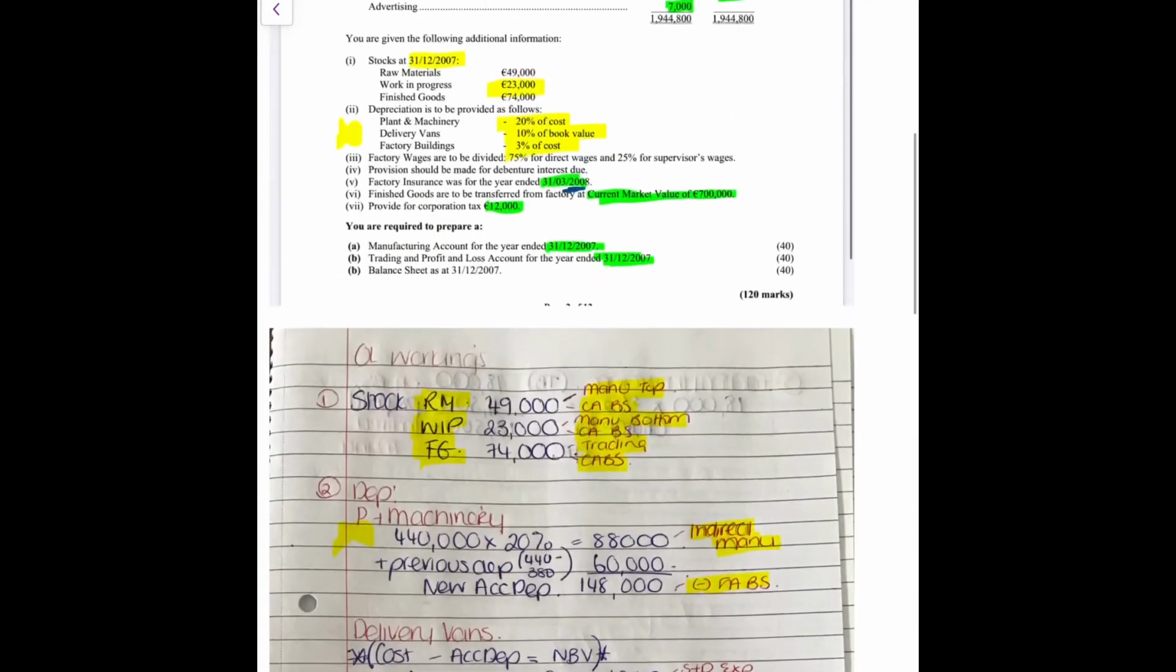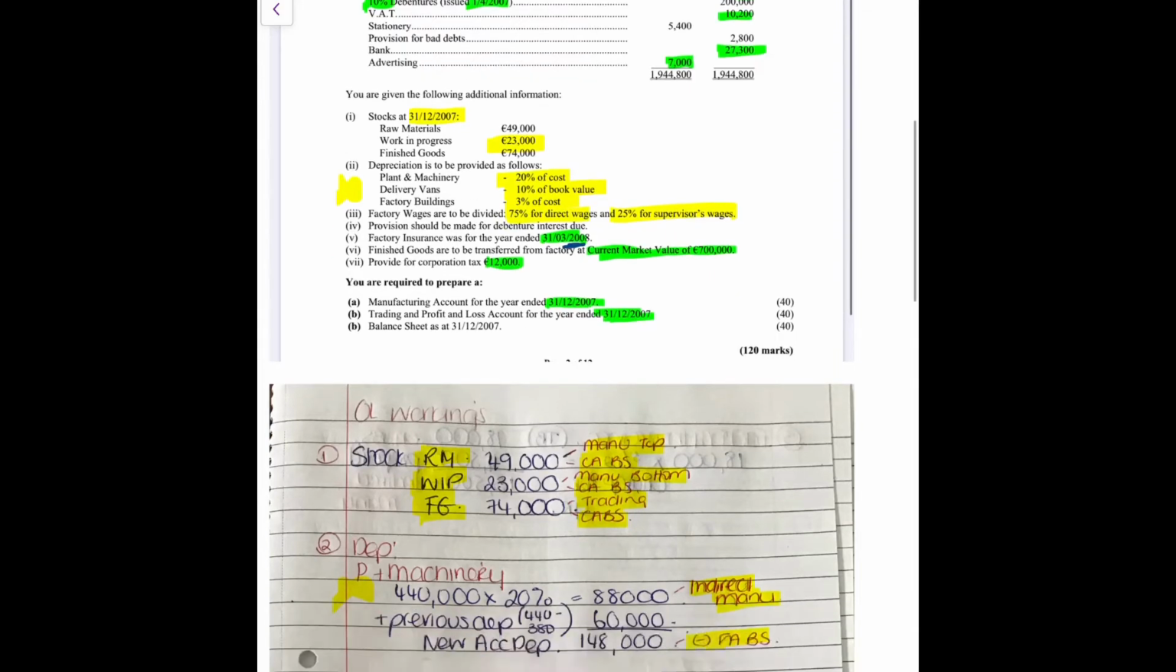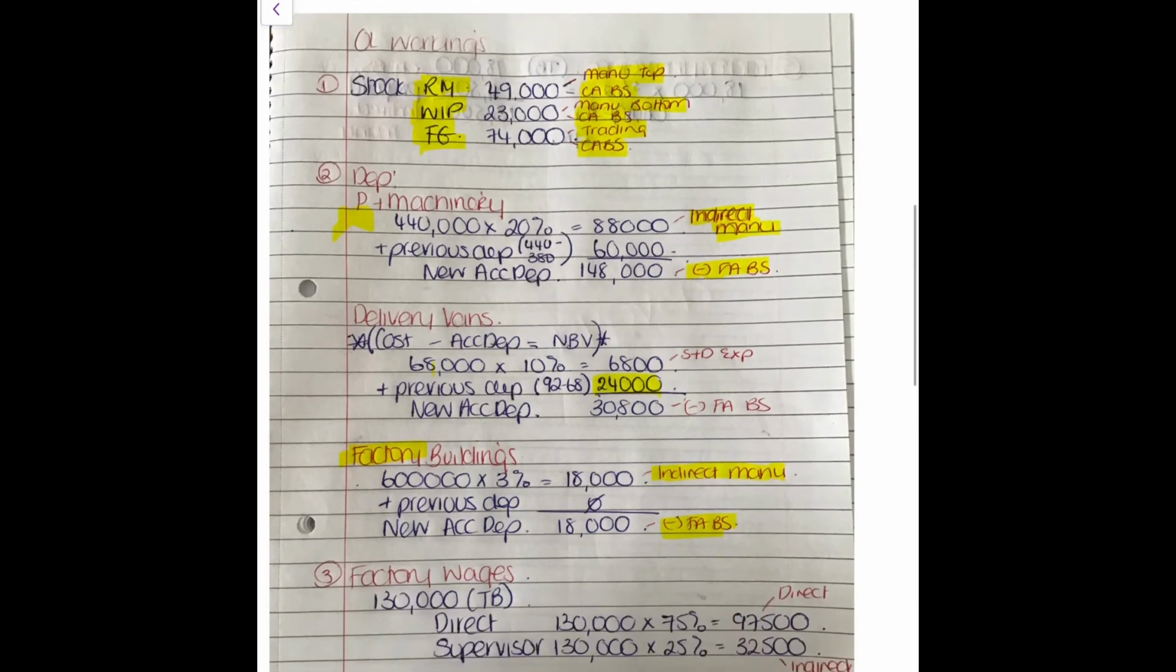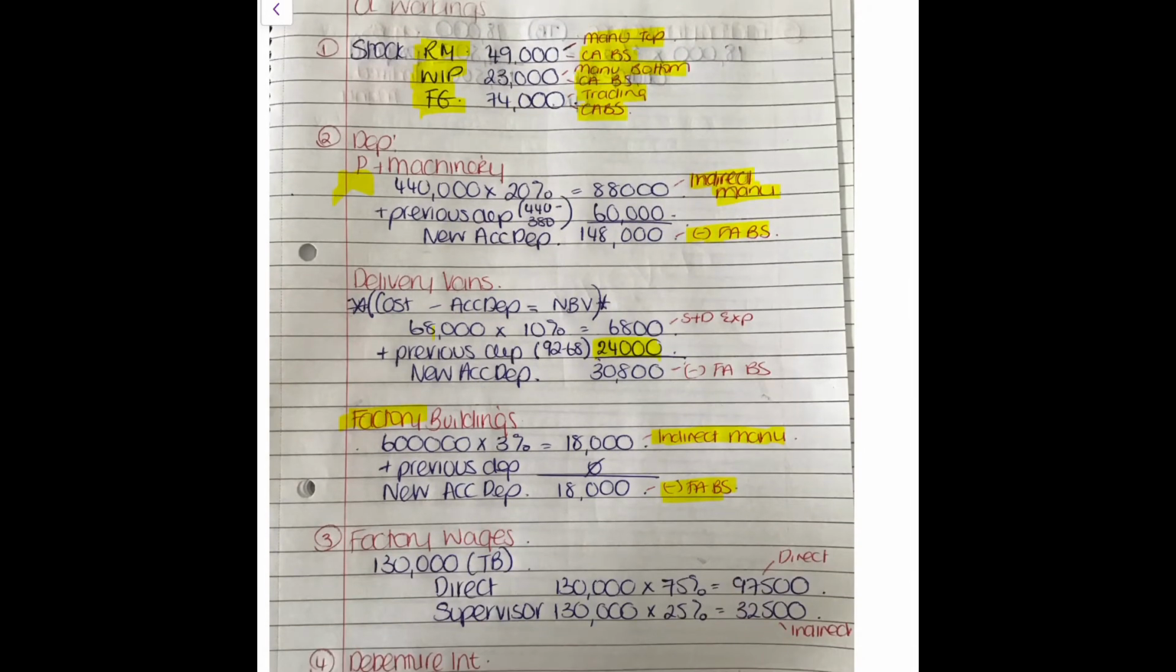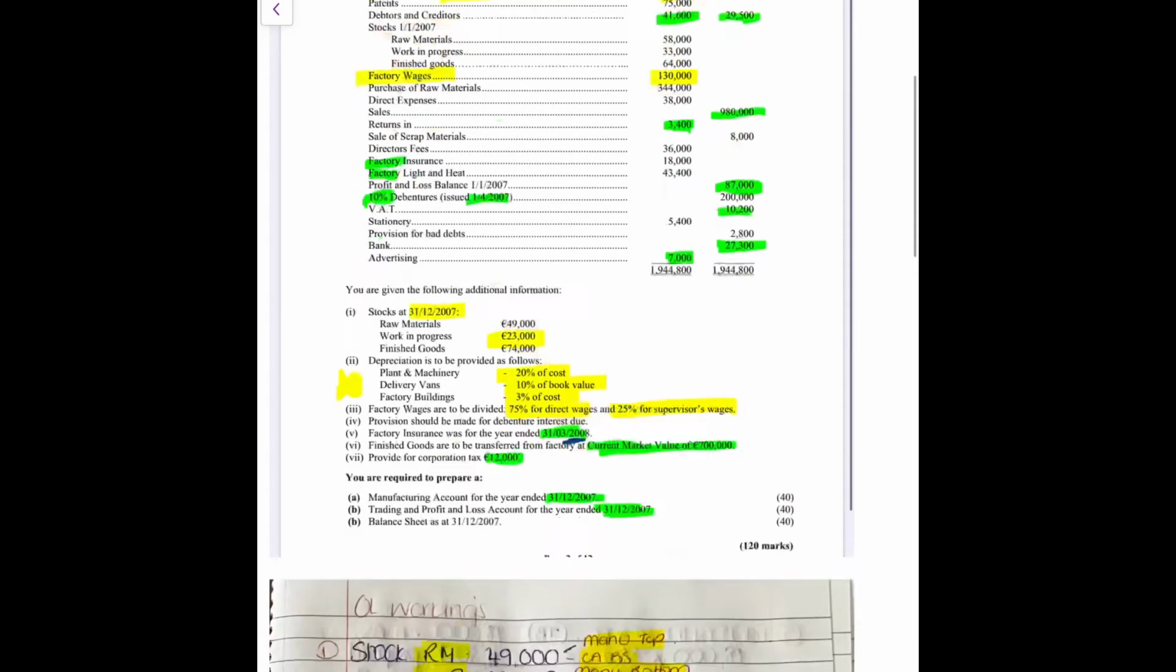Next adjustment is on factory wages, where we're asked to divide it 75% for direct wages and 25% for supervisor wages. And the reason we're doing this is because this 75% is directly related, and that needs to go above what we call the prime cost. Okay, it's a direct cost. So I'm taking my €130,000 from the trial balance, just if you're looking for it, it's your factory wages here of 130, and you're splitting it.